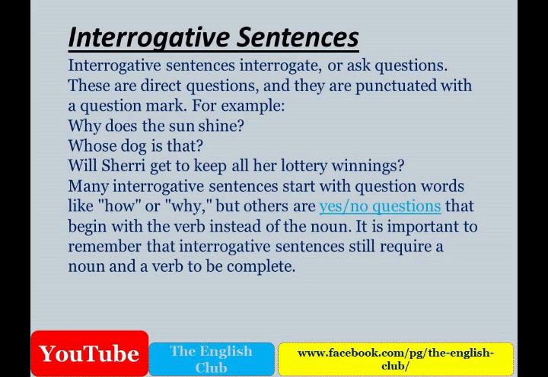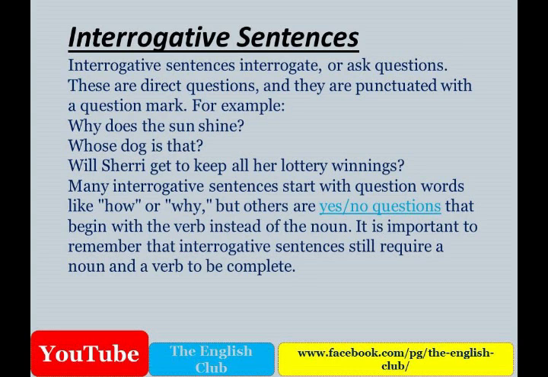So next is interrogative sentences. What are interrogative sentences? Interrogative sentences interrogate, or ask, questions. These are direct questions, and they are punctuated with a question mark. For example, why does the sun shine? Whose dog is that? Will Lucky get to keep all her lottery winnings?